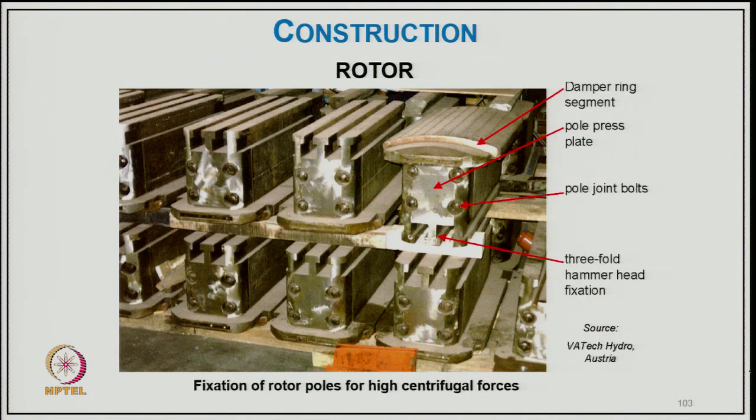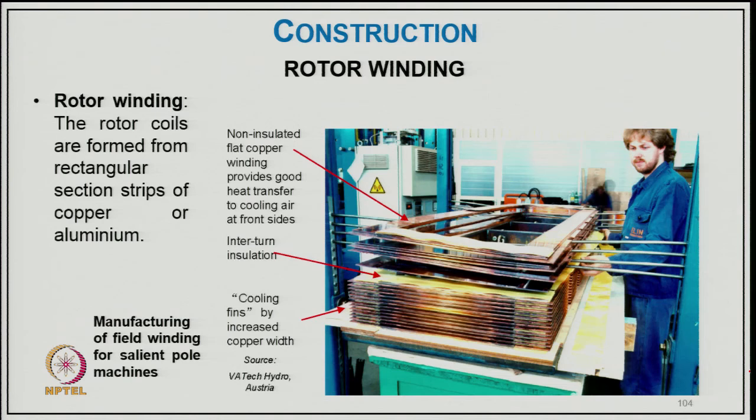Then you can see the fixation of rotor poles for high centrifugal forces, and you can see the damper bars and how they are typically placed in the rotor. And this is typically the rotor winding. The winding coils, the rotor coils, are formed from rectangular sections of strip copper or aluminum, and manufacture the field winding of the shell and pole machines like this.